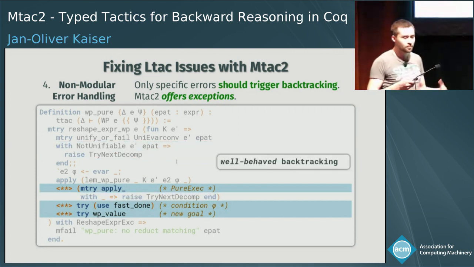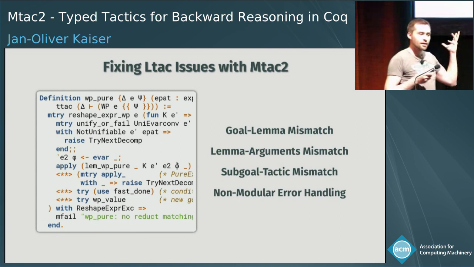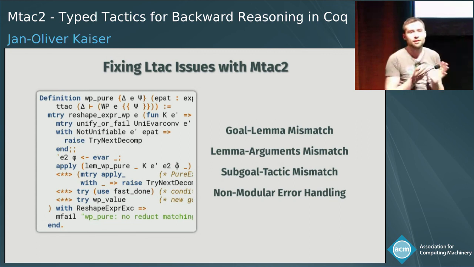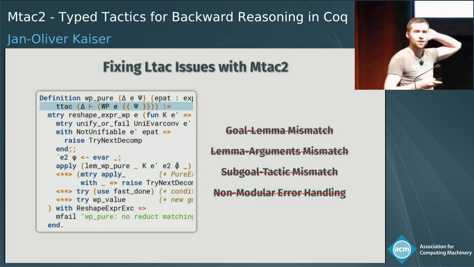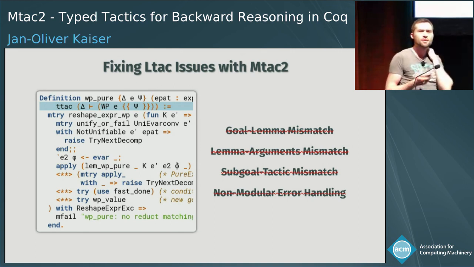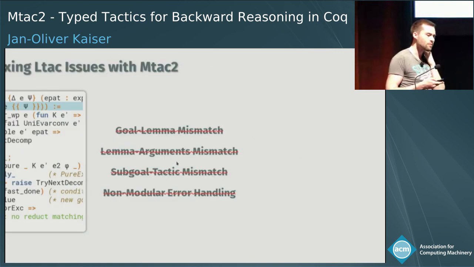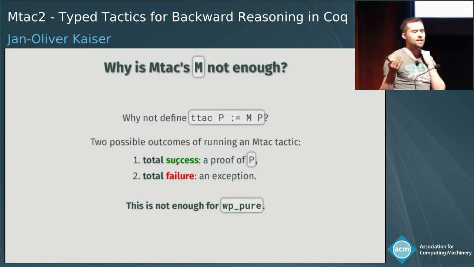Okay, so Mtac2 solves the issues that we identified with Ltac completely. These are all gone now. And our secret sauce is this ttac type that I talked about, right? And there's one obvious question that comes up, which is, why wasn't the monad from M good enough to do this already, right? It was already typed and so on. So let's consider for a second that we simply were to define ttac of P to be M of P, right? Then if we run a tactic, there are two possible outcomes, right?